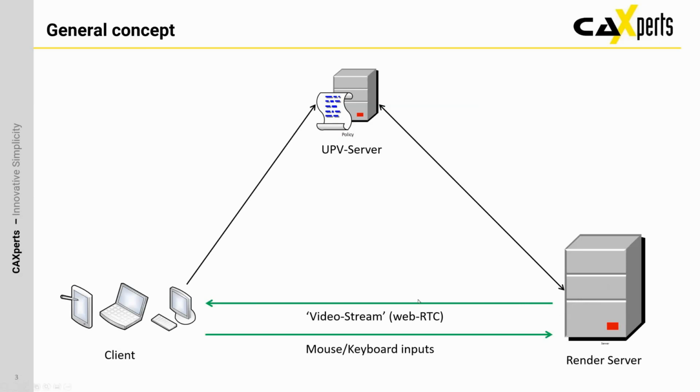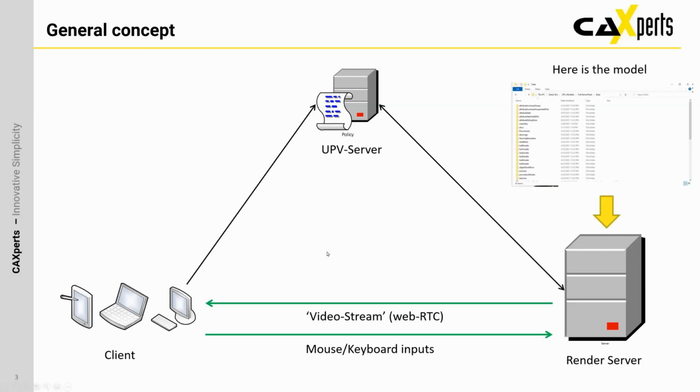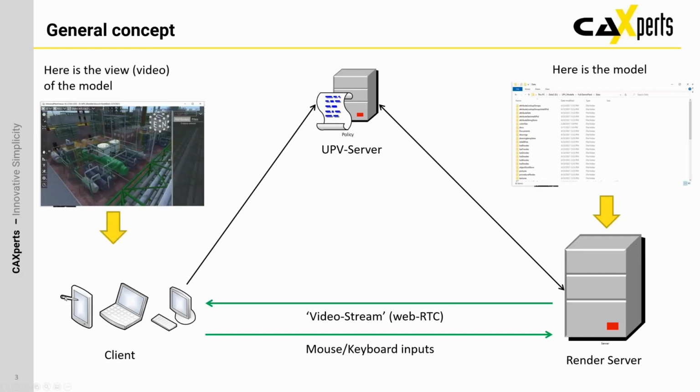And once the render server generates the model view, it was transported via a video stream to the client, and in a separate channel, mouse and keyboard inputs were sent to the render server. So what does it mean? It means your model never leaves the server. It's always only on the render server, and on the client, you only see a view or video of the model, but you can drive it with your mouse and keyboard like you can do it with the local version.